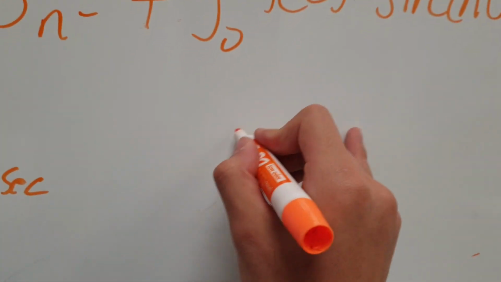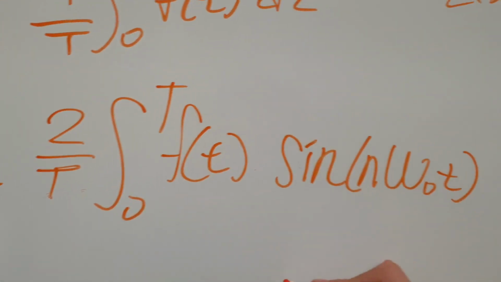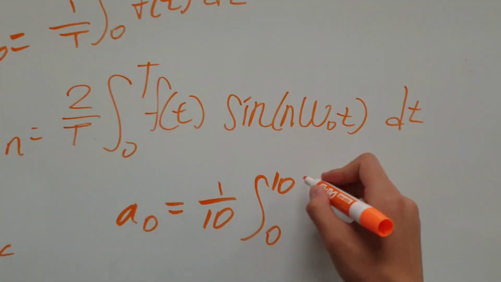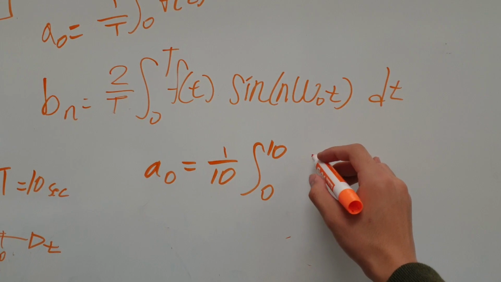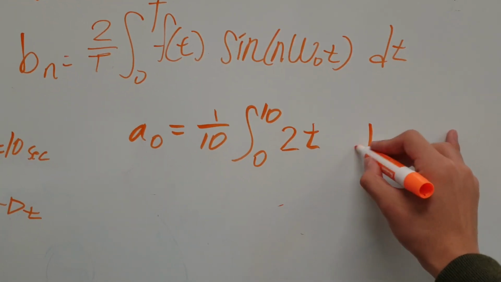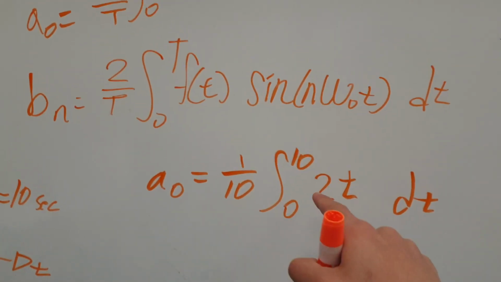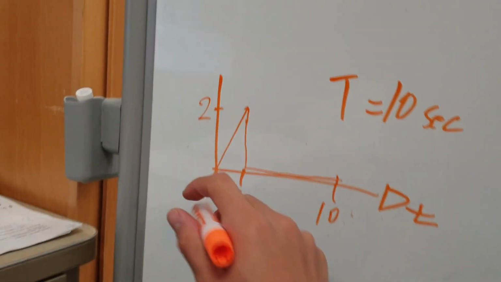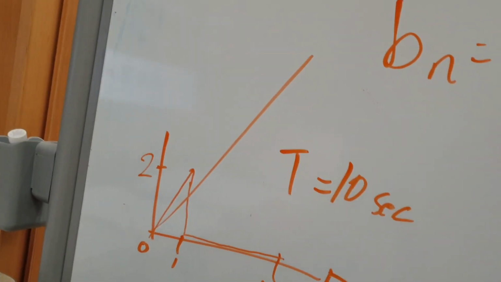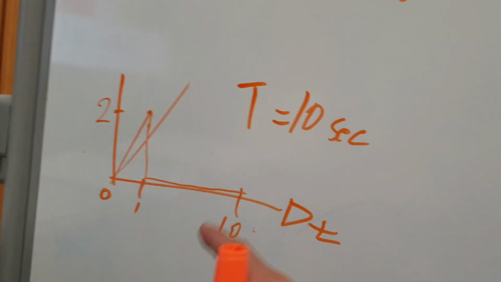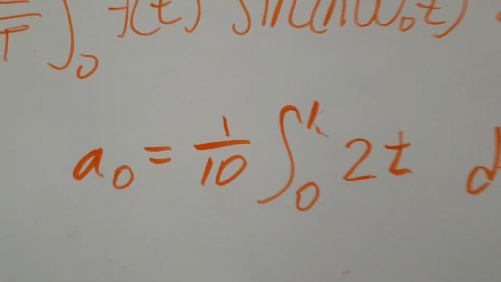And so let's solve for A0. So 1 over T, which is 1 over 10, integral from 0 to 10 of f(t), so f(t) is 2t, dt. Actually, I did something wrong. It's not 0 to 10, because 0 to 10 is not going to be 2t all along like that. It's just going to be over here, so it's from 0 to 1 only. After that, it's going to be 0. So we just need 1 over here.